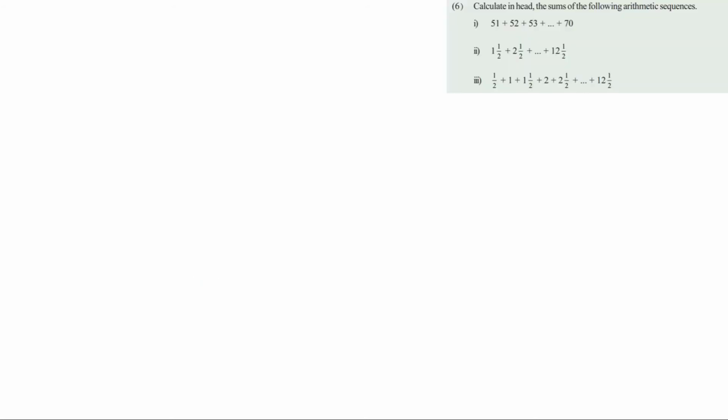You know how to find the sum of terms of an arithmetic sequence, but here we have to do it in our head in a simplified way. So let me take the first part, 51 plus 52 plus 53 plus up to 70. Here the first number is 50 plus 1, second is 50 plus 2, next is 50 plus 3, and the last is 50 plus 20. So there are 20 terms, and in each term there is 50.